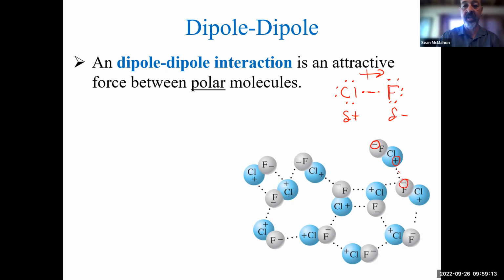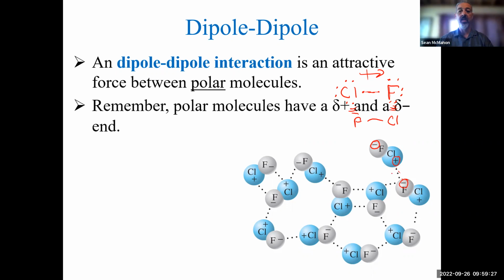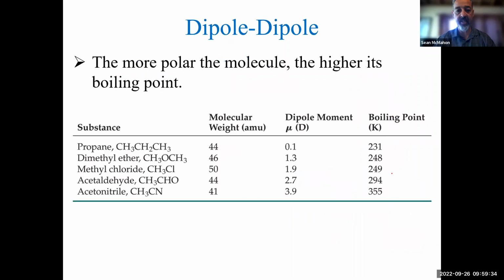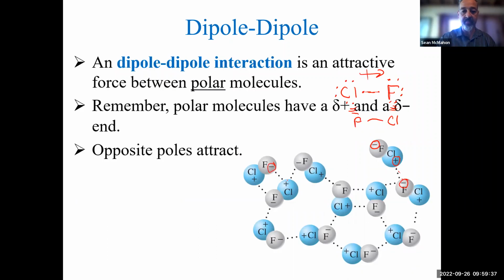So what would that look like? Well, if I have a neighboring molecule, it's going to align itself where the chlorine is next to this fluorine and the fluorine is next to this chlorine. And that's what we see here. So with polar molecules, you have partial positive and partial negative ends. The opposite poles attract, and that is why we see these opposite poles in neighboring molecules aligning themselves so that the dipoles are opposite to opposite, because opposites attract.